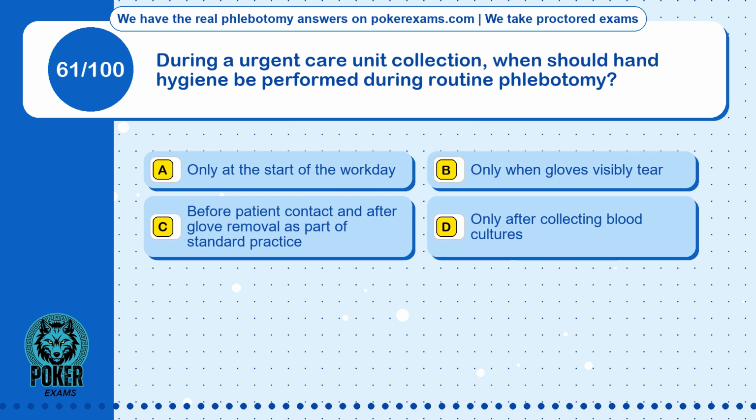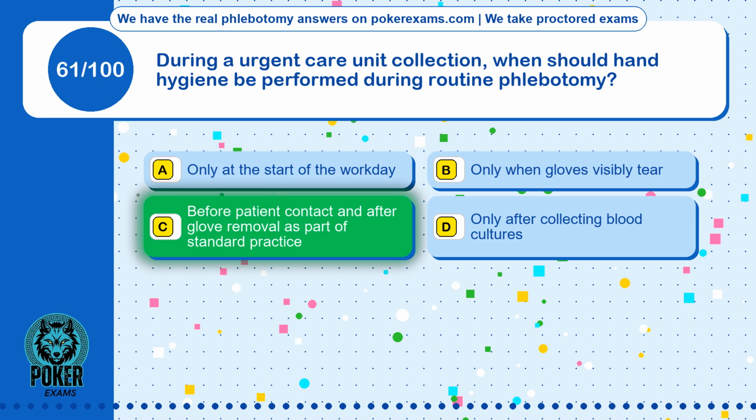Question 61. During an urgent care unit collection, when should hand hygiene be performed during routine phlebotomy? Option A. Only at the start of the workday. Option B. Only when gloves visibly tear. Option C. Before patient contact and after glove removal as part of standard practice. Option D. Only after collecting blood cultures.